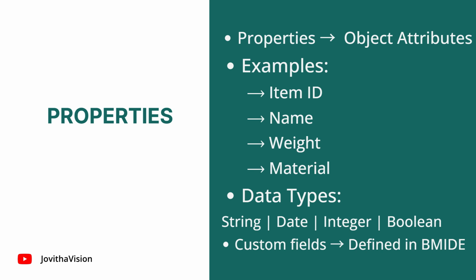Now, here is a practical scenario. Let's say your company wants to track customer name, project code, manufacturing location. Those fields may not exist in standard Teamcenter. So, what do we do? We add custom properties using BMIDE. And when users see those new fields in Active Workspace, they are seeing the result of BMIDE configuration.